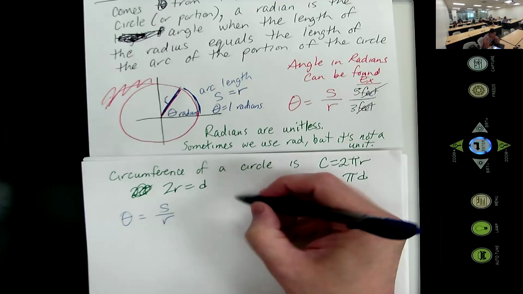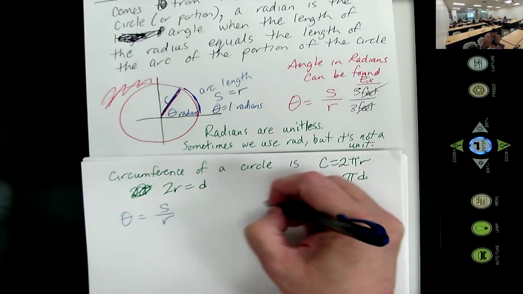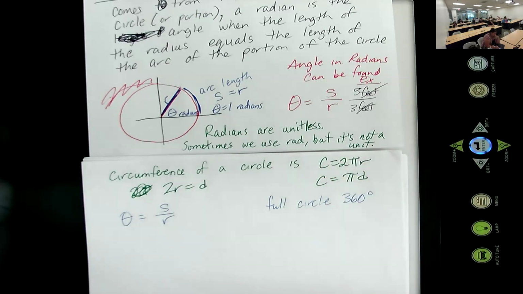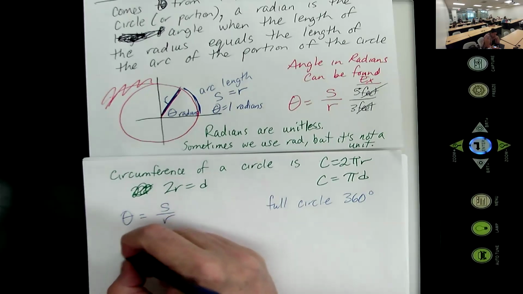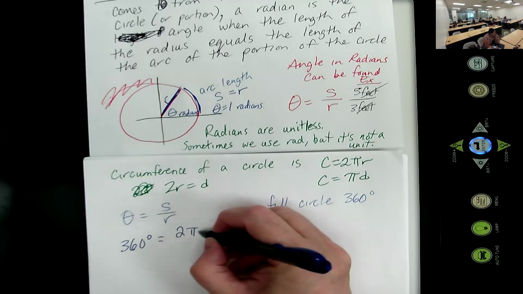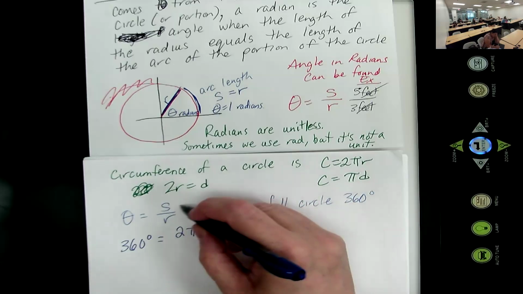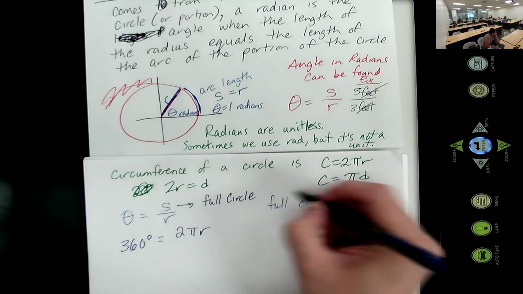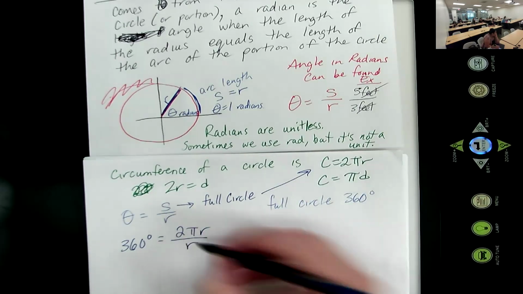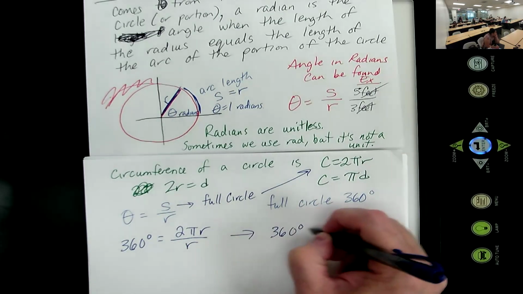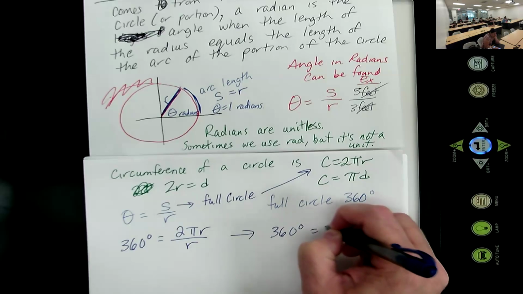And let's say we do a full circle. A full circle would be 360 degrees, right? Then I have 360 degrees equals 2 pi r, because we're doing a full circle, so the arc length for a full circle is circumference over r. And we'll see that we get the relationship 360 degrees is equal to 2 pi radians.